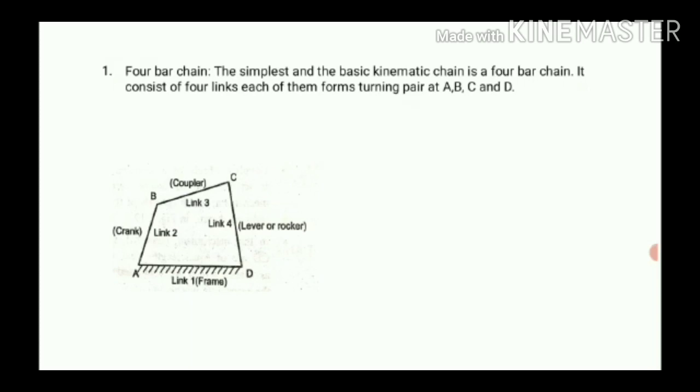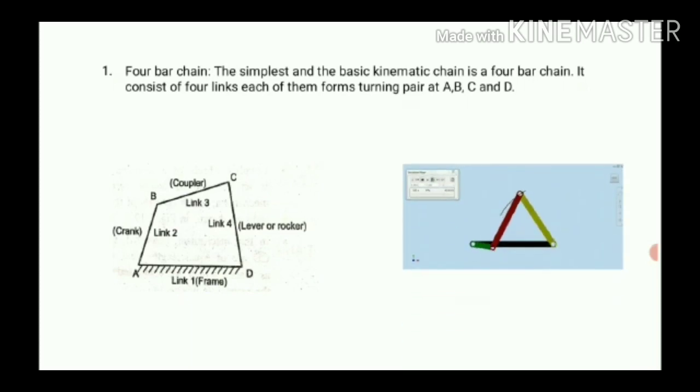Then this motion is transmitted to the last link, link 4, which is called the lever, and link number 3, which transmits the motion from link number 2 to link number 4, input to output, is called the coupler. We can see the animated figure here. Black is fixed, green is called the crank, link number 2, and yellow is called the lever or rocker, which has an oscillatory motion. This mechanism is used to convert rotary motion into oscillatory motion. So this is the 4-bar chain, which consists of 4 links and forms 4 turning pairs.